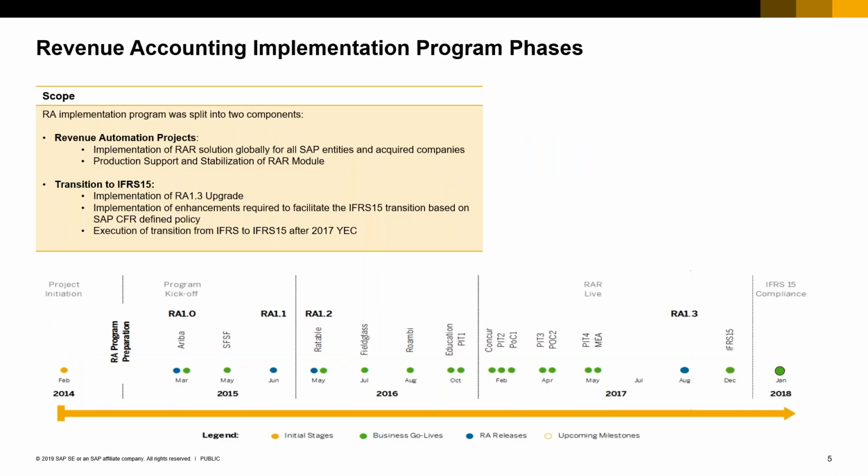Okay, so this slide talks a little bit about our implementation journey. The entire revenue accounting implementation program was primarily divided into two phases. In the first phase, we aimed at automating the revenue recognition process by implementing RAR for all of SAP, for all of its lines of businesses, for all of its acquired companies. And then in the second phase of the program, we concentrated on transitioning to IFRS 15.